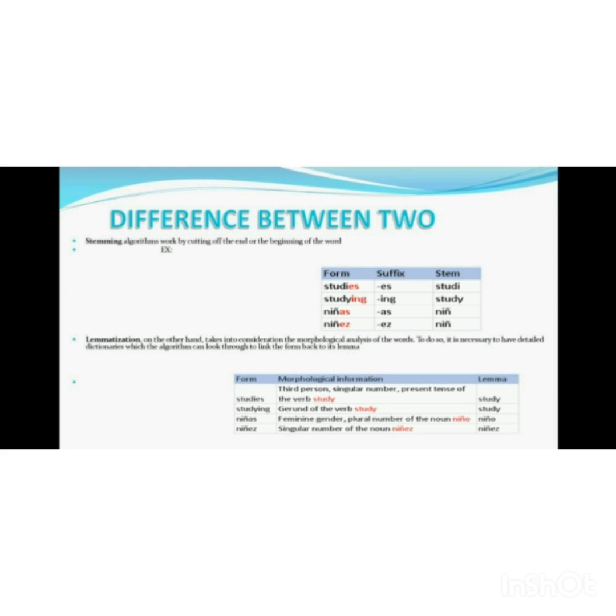Next difference between these two. Stemming algorithms work by cutting off the end or the beginning of the word. For example: form studies, suffix es, stem study; form studying, suffix ing, stem study; form ninjas, suffix as, stem nin; form ninjas, suffix es, stem nin. Lemmatization, on the other hand, takes into consideration the morphological analysis of the word.